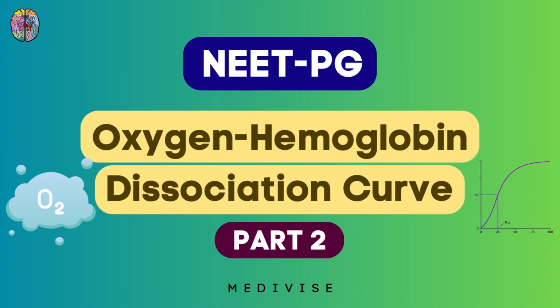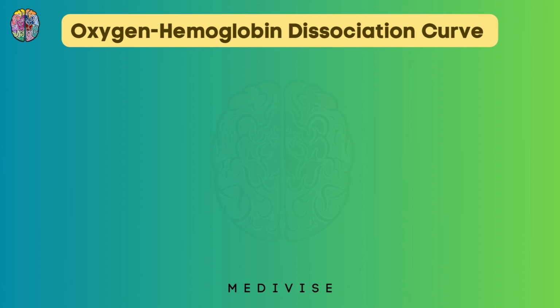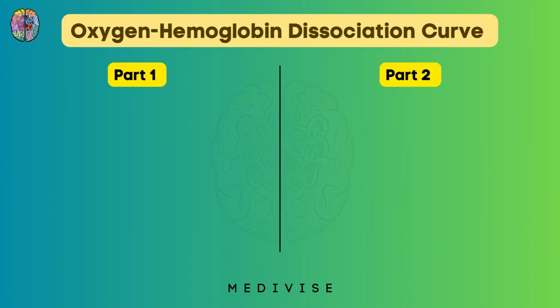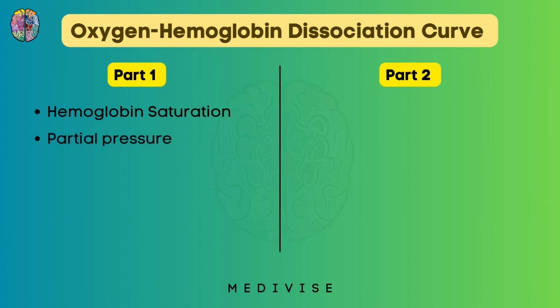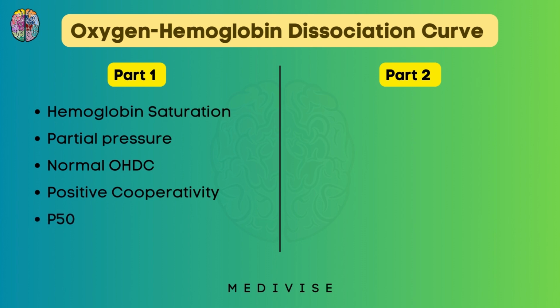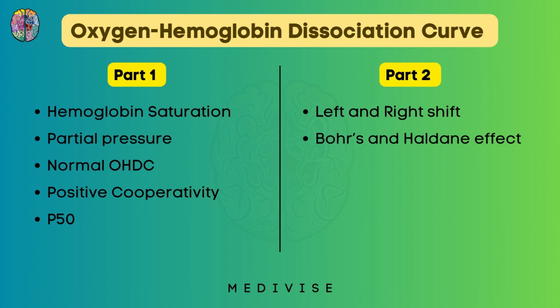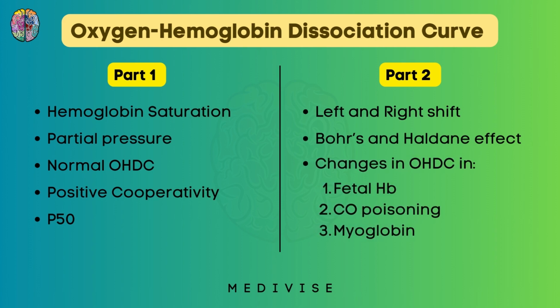This video is the second part on the topic of oxygen hemoglobin dissociation curve. So let's start. In the first video, what did we discuss? We had discussed the hemoglobin saturation, the partial pressure, normal OHDC, positive cooperativity, and P50. In this video, we will be looking at the left and right shift, Bohr and Haldane effect, and changes in the OHDC due to fetal hemoglobin, carbon monoxide poisoning, and myoglobin.